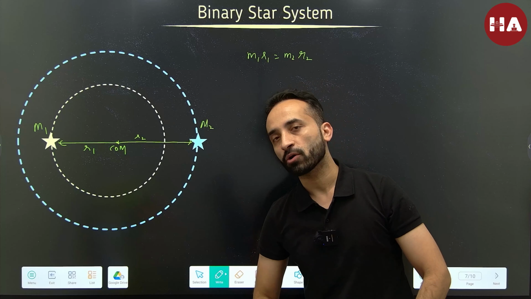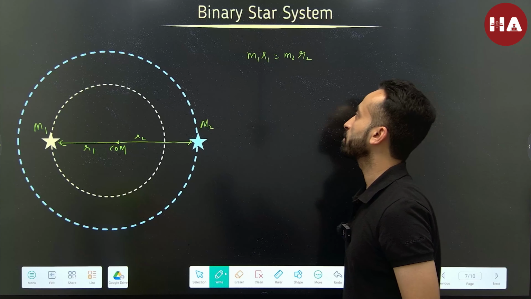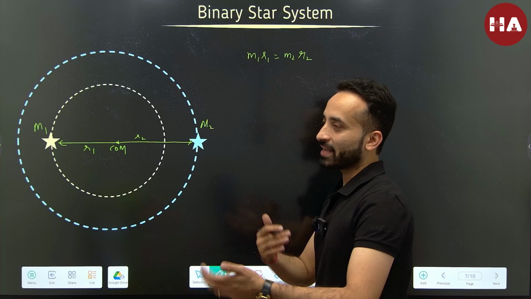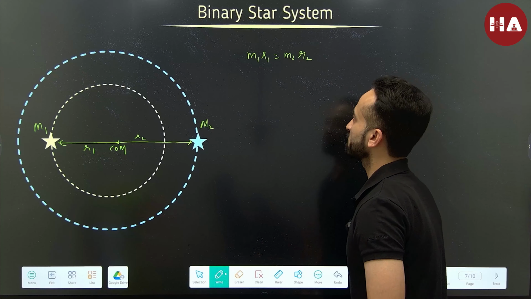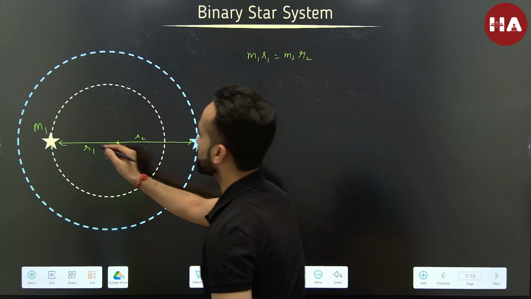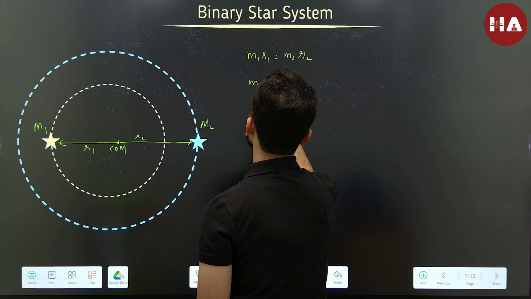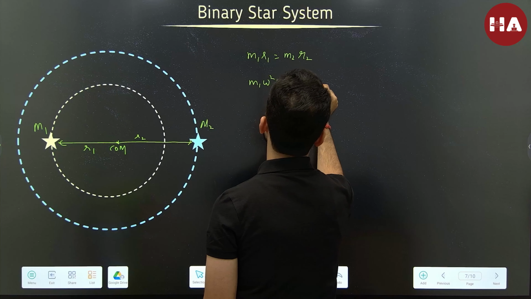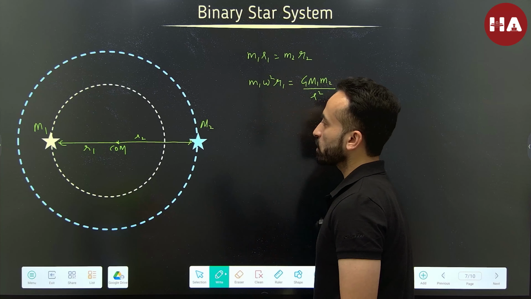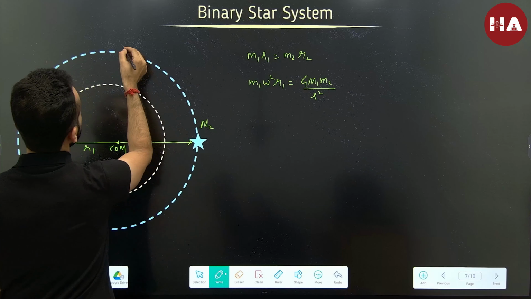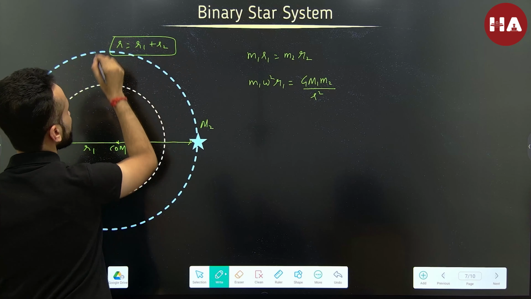If you don't know about rotation, if you don't know the concept of center of mass, you can skip this particular part. In a way, they both are satellites of each other, and they both are revolving. That is what is happening here. Okay, so let's write the equation for m1. We will write m omega square r equals G m1 m2 over r square. Okay, now what is r? r is the distance between the two, which is r1 plus r2, isn't it?